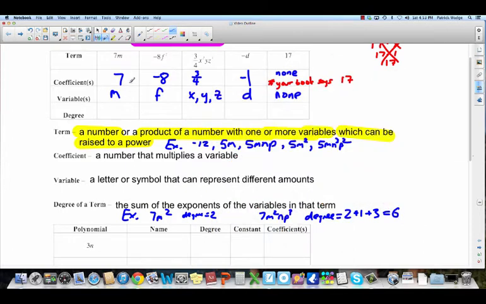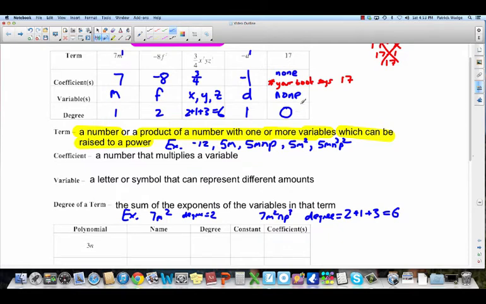Last one, the degree. The degree, remember, has to do with the exponents on the variables. This one has an exponent on the variable of 1. It's m to the first power, so the degree is 1. This one has an exponent of 2. This one has a whole bunch of exponents. It has a 2. It also has a 1 on the y, so we have to add that on, and a 3 on the z. So you get a total of 6. Next one, what's the exponent on that d? 1. And this one, there is no variable, so the degree is 0.